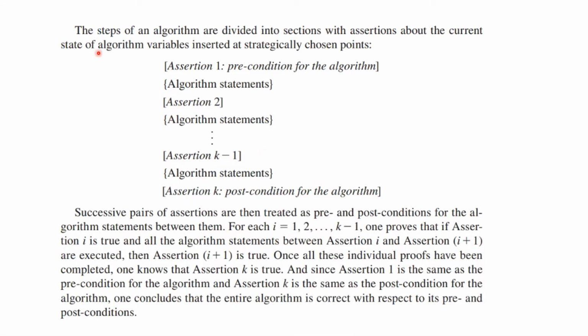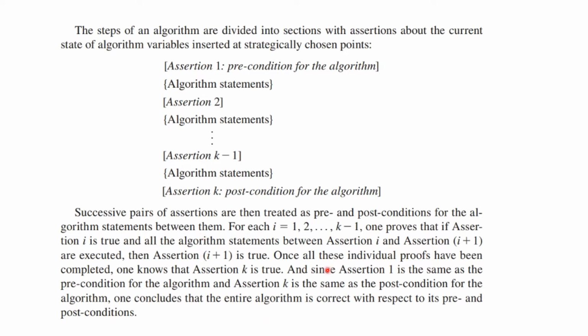And often you break it into pieces because the algorithm will be very long, and so you test it in pieces. So you have an assertion 1, which is the precondition for the algorithm. You have algorithm statements, and then you have an assertion 2. Now this assertion 2 is a precondition for going forward, but it's a postcondition for the first part. So you see you can slice this into pieces. And so successive pairs of assertions are then treated as pre- and postconditions for the algorithm statements between them.